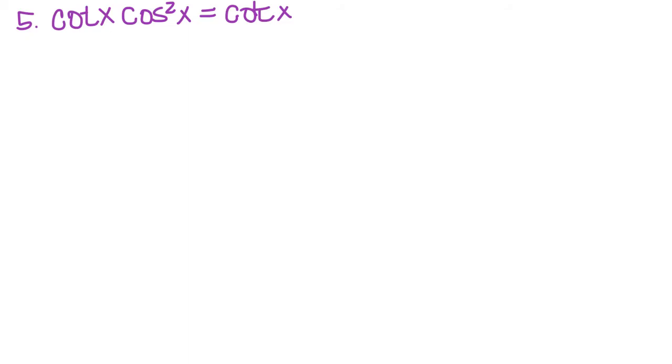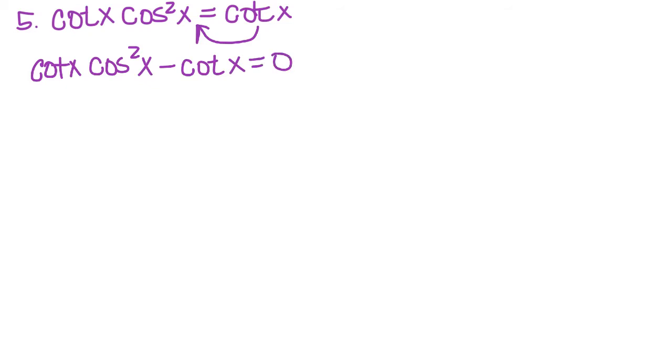Well, if I can't divide both sides by cotangent, the only thing left to do is get 0 on one side, which is going to be to subtract cotangent over. So we need to rewrite this so that I have cotangent x cosine squared x minus cotangent x equals 0. But again, do not try to cancel those. You will lose part of your solutions. Okay, questions about that?